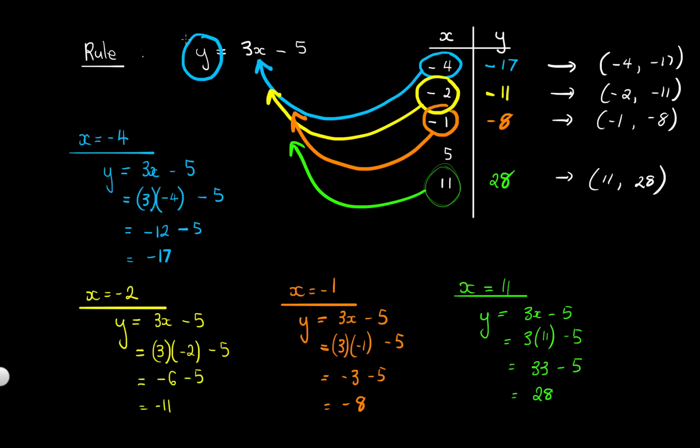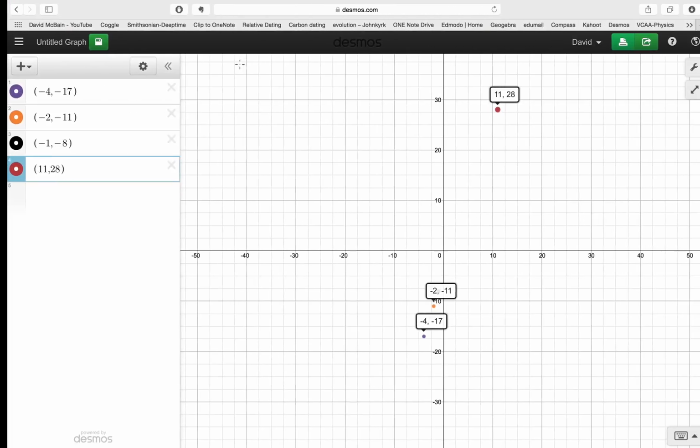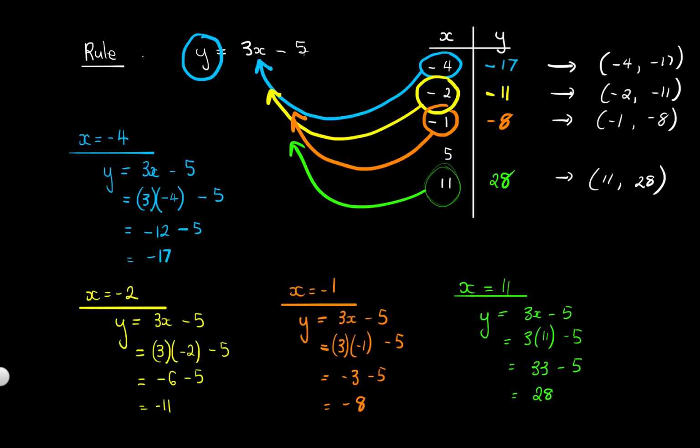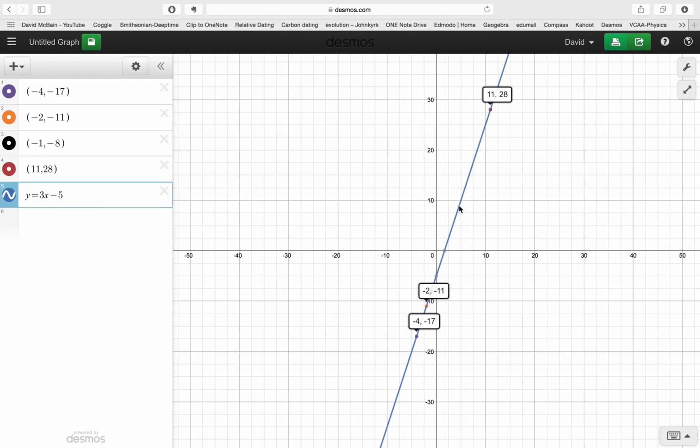So let's type in this equation to Desmos and see what it does. y equals 3x minus 5. Well, look at that. It goes through each of those points. And so that confirms that each of these points sits on the line, or obeys the rule, y equals 3x minus 5. And each of these points, if I move along here, each of those points is a point on this line.